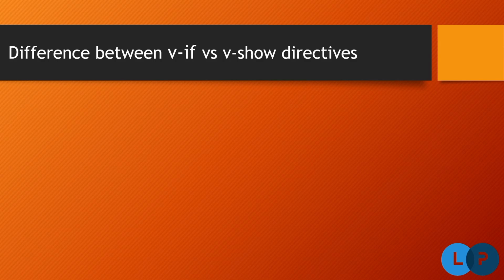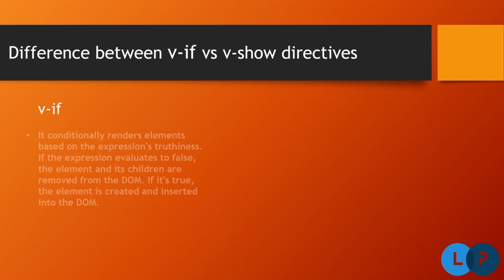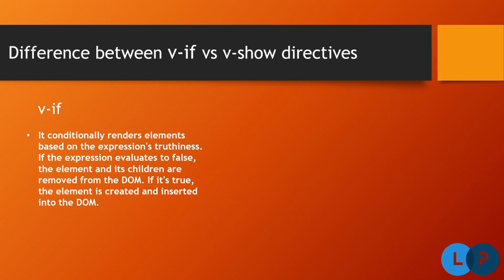I already published a video about v-if and v-show, and we need to understand the minor differences between these two. So the major difference is that v-if conditionally renders elements based on the expression's truthiness. If the expression evaluates to false, the element and its children are removed from the DOM, and if it is true, the element is created and inserted into the DOM.